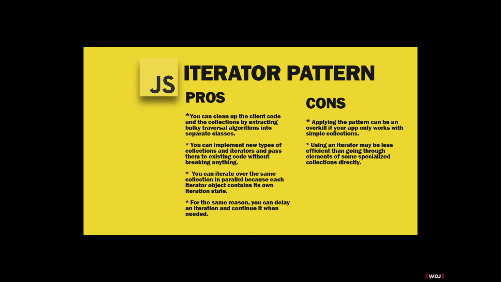So for the cons, applying the pattern can be overkill if your app only works with simple collections, obviously. I thought I needed to add that because, just by learning something new, you want to incorporate it. But if it's a simple application, don't do it. Using an iterator may be less efficient than going through elements of some specialized collections directly. So that's another con. All right, let's go to the wins.